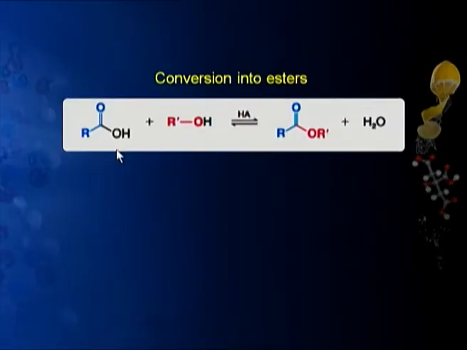Then esters. Esters are obtained by the reaction of carboxylic acid with alcohol in the presence of some acid. Generally sulfuric acid is used for this purpose, because we wish to eliminate a water molecule. OH from here, H from the alcohol, and water is lost. The products which are formed are called esters.